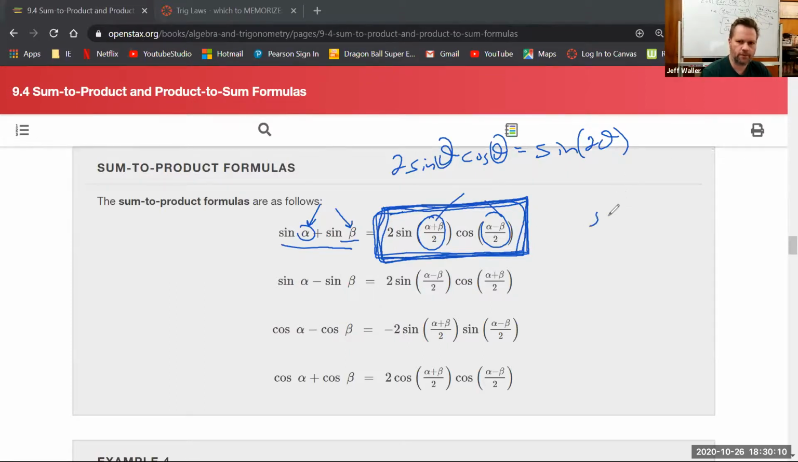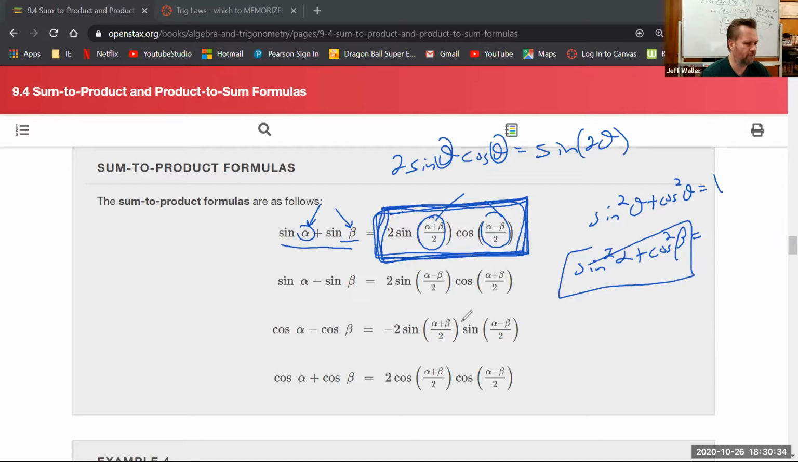It's the same thing as what's sine squared theta plus cosine squared theta? What's that? 1. But what's sine squared alpha plus cosine squared beta? No idea. It's just that. That's all we know. Okay, thank you. Good. I like it.